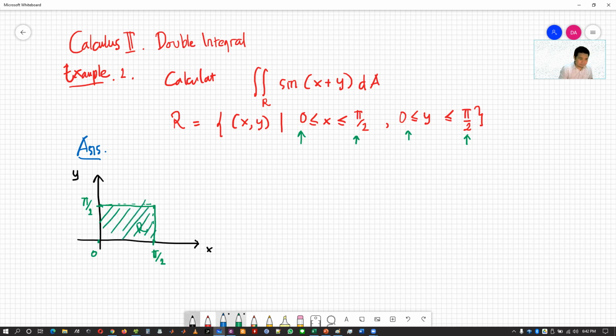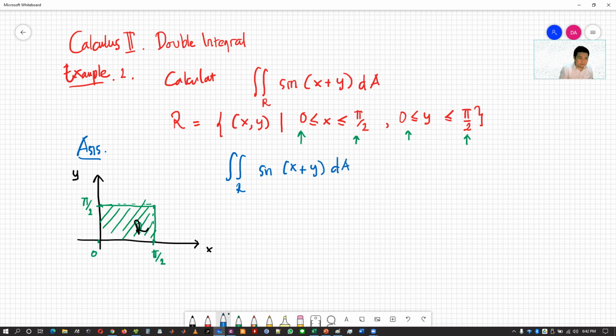Okay, we'll try to write it down here. This is R. Okay, now how can we calculate it? First of all, we write down the integral first. This is what we would like to calculate. This is the integral of sin(x + y) dA.